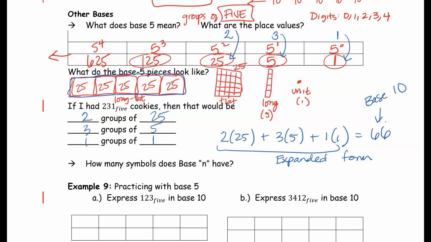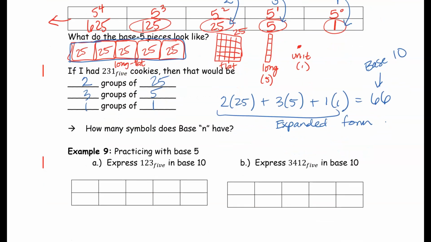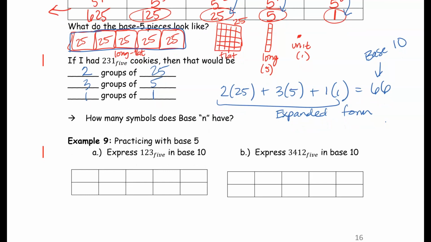And notice 66 is a shorter number. When you have higher bases, you don't need to have as many place values to make as big of a number. When your bases are smaller, you have to have more place values because you're adding more up. So how many symbols does base n have? Let's think about this. We said base 10 had 10 symbols, 0 through 9. We said base 5 had 5 symbols.